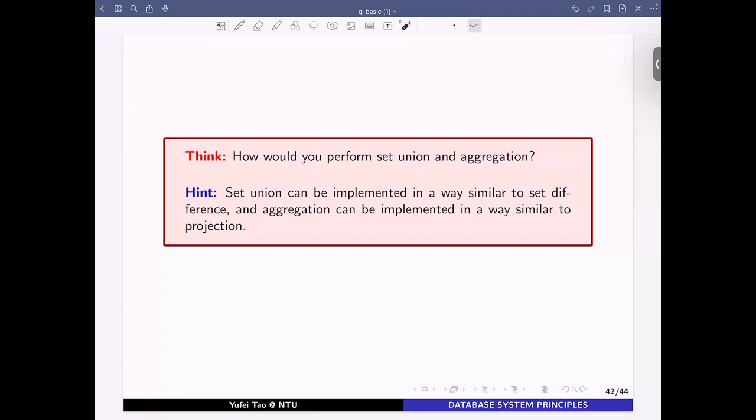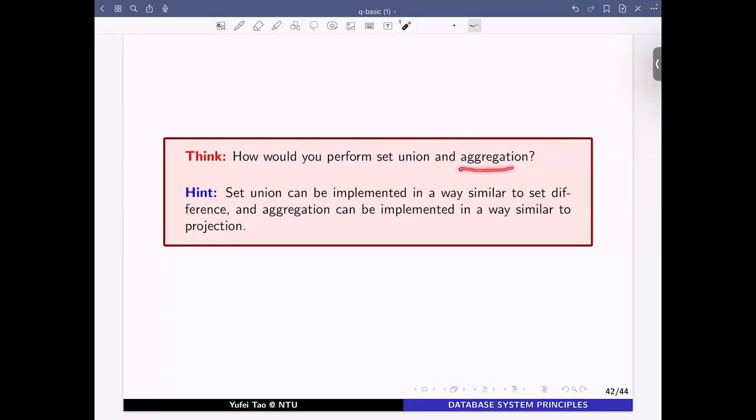Here we have not talked about set union and aggregation. Set union and aggregation are two atomic operators. We didn't talk about set union because set union can be performed with an algorithm that's very similar to the set difference algorithm that we talked about already. This is something I want you to think about.